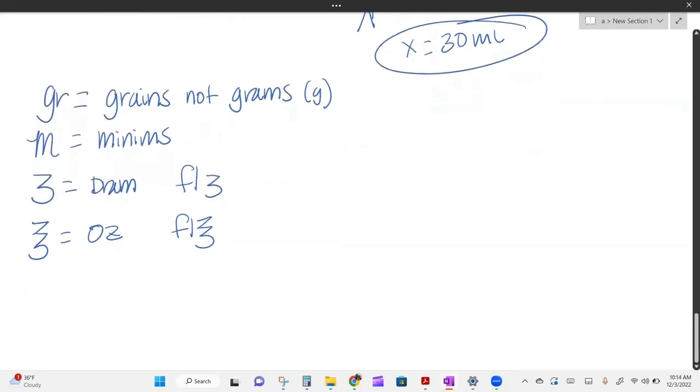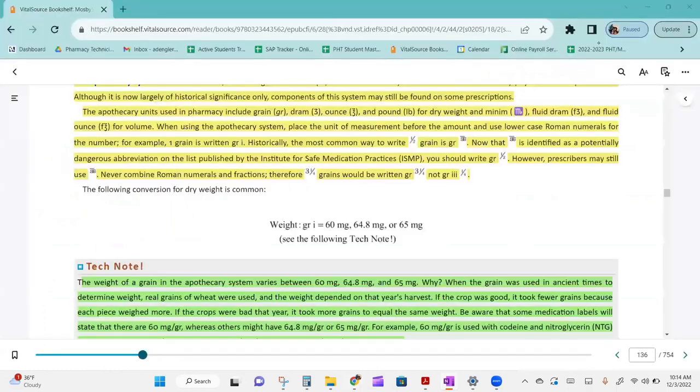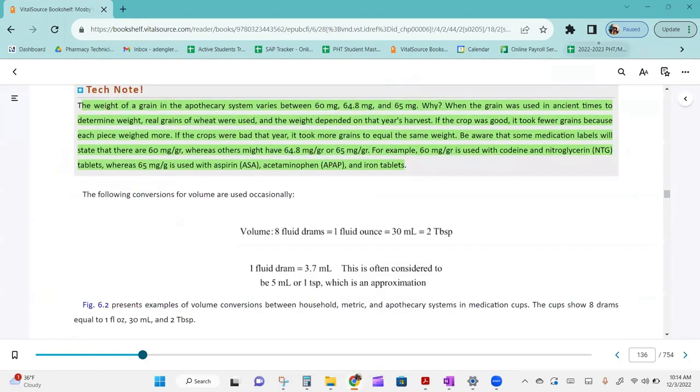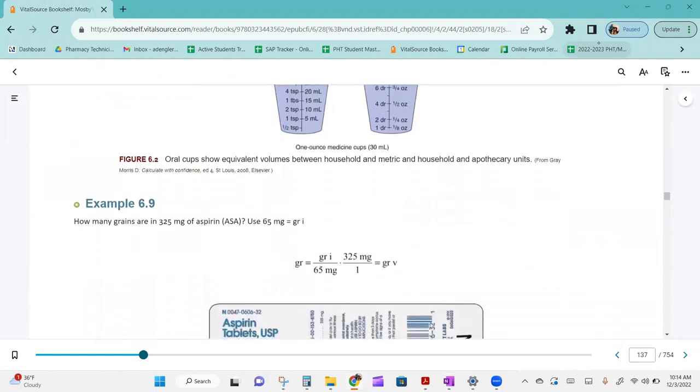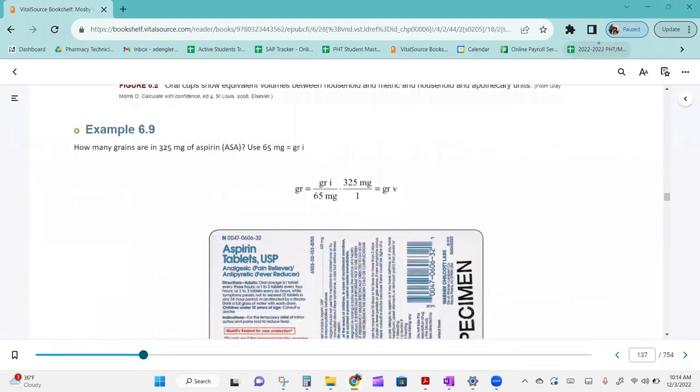So that's just a little overview on the symbols and the scale. Let's do the example one more time. We are going to convert how many grains are in 325 milligrams of aspirin. Use 1 grain equals 65 milligrams.